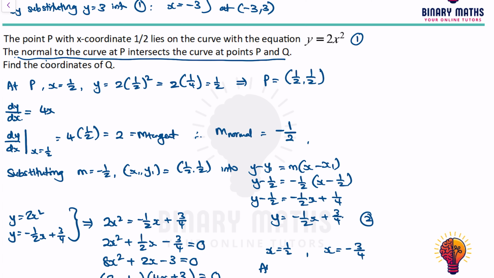So at Q, it can't be this one because that's P. At Q, x is equal to minus 3/4 and y would be equal to 2 times minus 3/4 squared, which gives me 9/16 times 2, which is 9/8. So y is equal to 9/8. So therefore, Q is equal to (minus 3/4, 9/8).